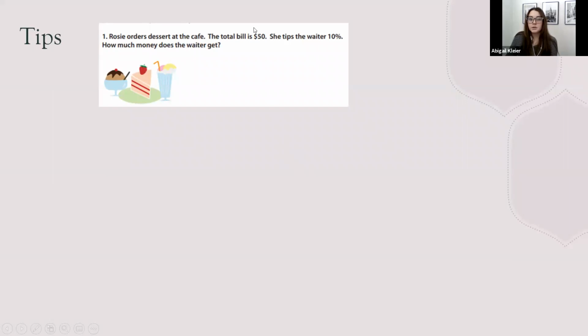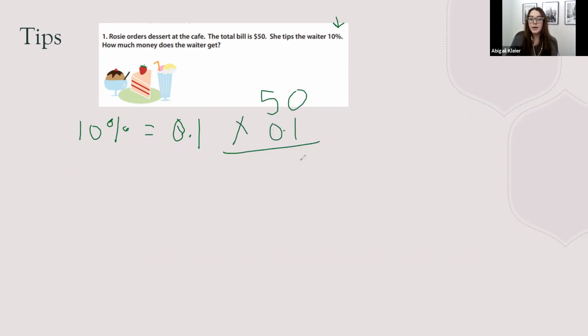All right, so let's look at this one, and I'm going to try to move this bar so we can see the question still. First thing, of course, we take that percent and convert that to a decimal. 10% equals 0.1. That's our converted rate in decimal form. The total bill was $50. We are going to multiply our bill of 50 times 0.1. And when we multiply, we will see that that equals 5.0.